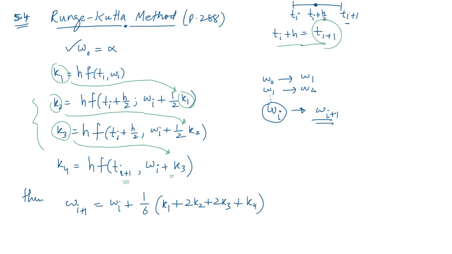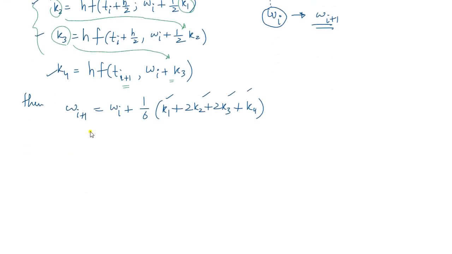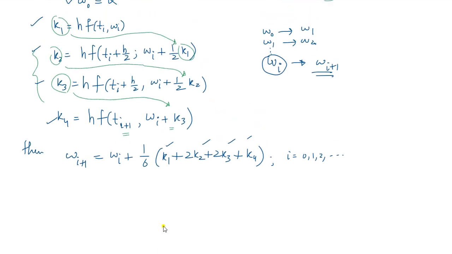So see, the middle ones k2 and k3 have 2 in them, and k1 and k4 are alone. So once you have found the 1, 2, 3, 4 values, then replace them here. This gives you the next one, and this is true for i equal to 0, 1, 2, 3 and so on, right? Why do we start from 0? Because i equal to 0 will give you from w0 to w1. Then i equal to 1 will give you from w1 to w2 and so on.